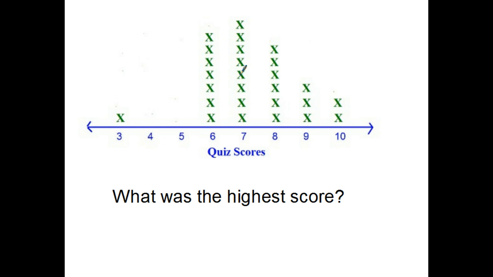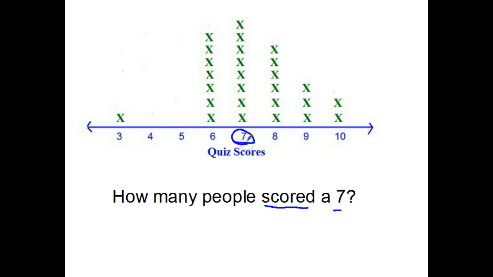What was the highest score? Okay, so I'm looking for where there is a student who has the highest score. Right here would be my highest score, 10, and 2 of the students got that. On the same graph, how many people scored a 7? So the key here is it says scored a 7, so I'm looking for a 7 on my bottom, and then I'm just going to count 1, 2, 3, 4, 5, 6, 7, 8. 8 of the students scored a 7.